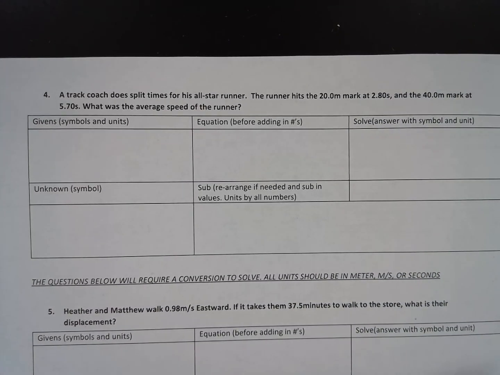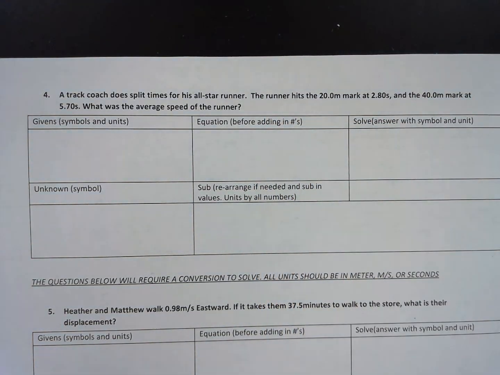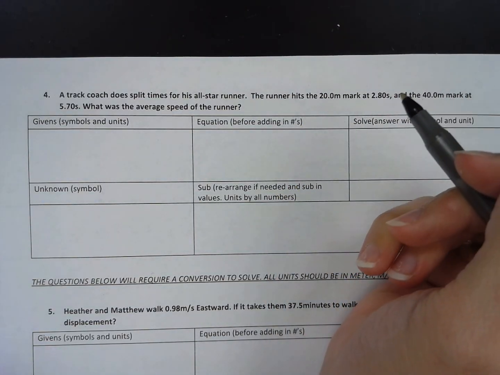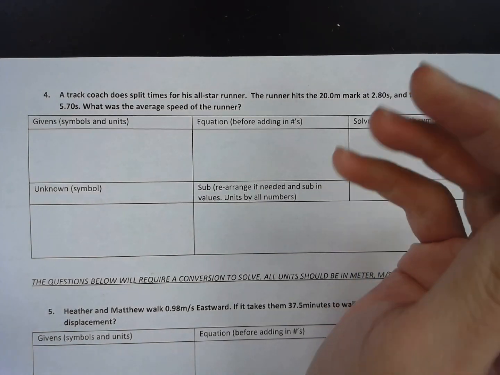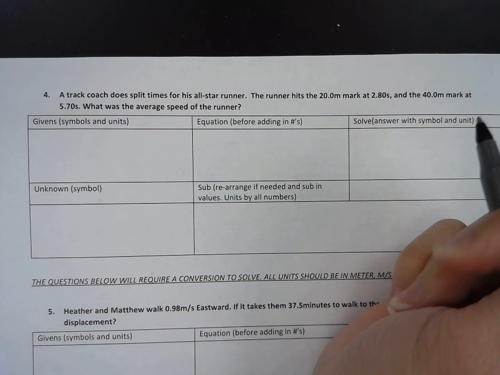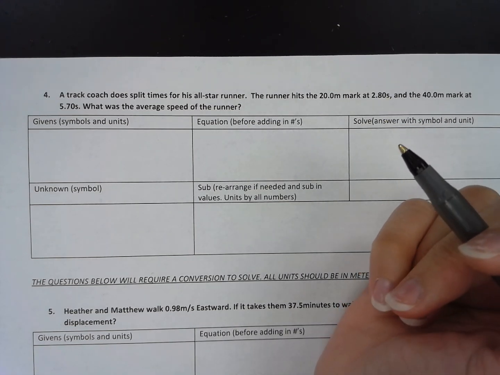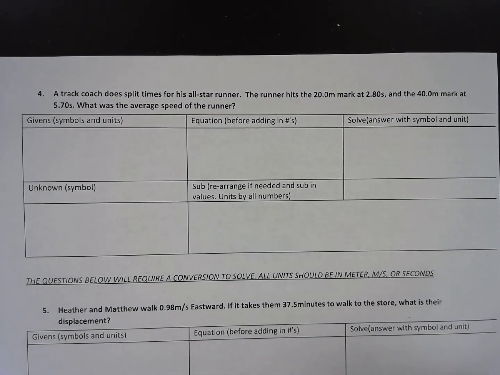All right, so we have number 4 here, which is a different version of our velocity equation. So this is an average speed problem. With average speed, we're still looking at distance and displacement and time, but in this case I have a time frame. So I'm trying to find an average between a time frame whenever I'm solving an average speed or velocity problem. So a track coach does split times for his all-star runner.